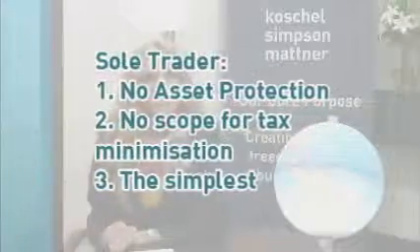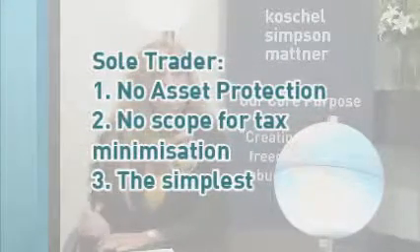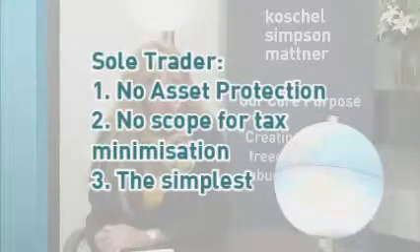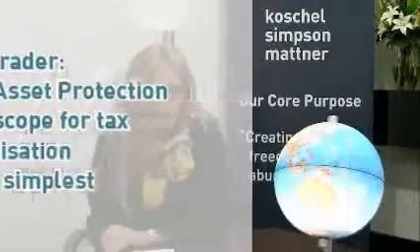Now, there's not much scope to save tax really with a sole trader either. Any business profit really just gets lumped into your tax return along with any other income that you may have, like salary and wages, and it's just taxed at whatever tax bracket that you happen to sit in. Sole traders are, of course, the simplest business vehicle to use. So next we'll look at a partnership.